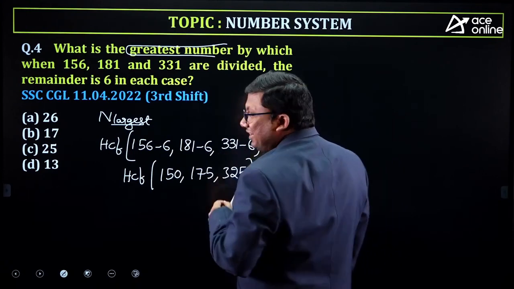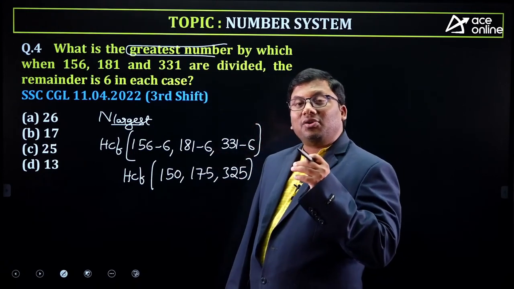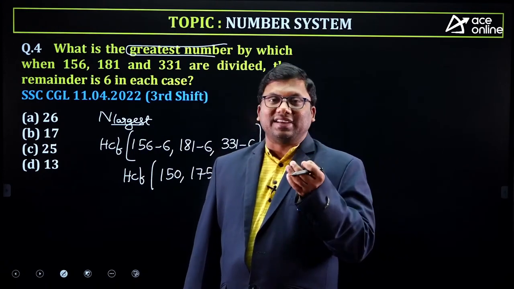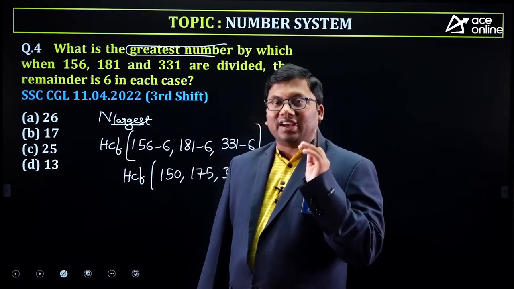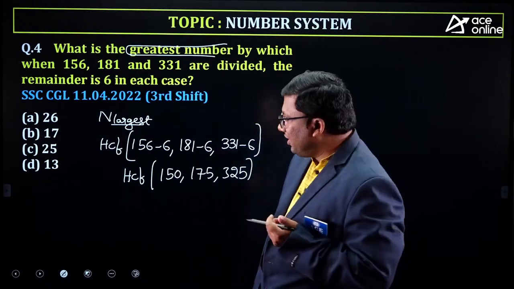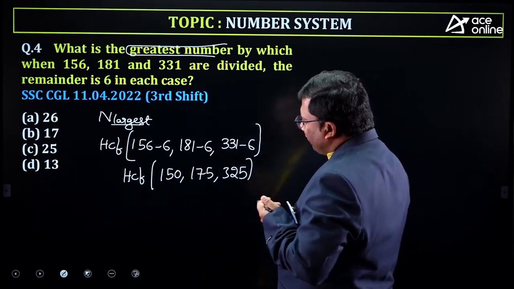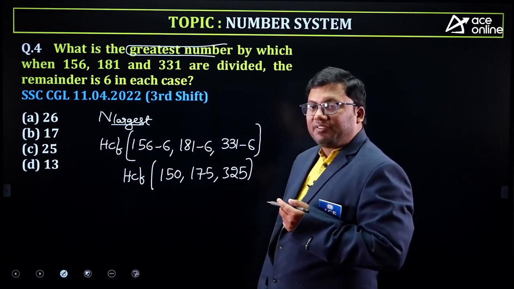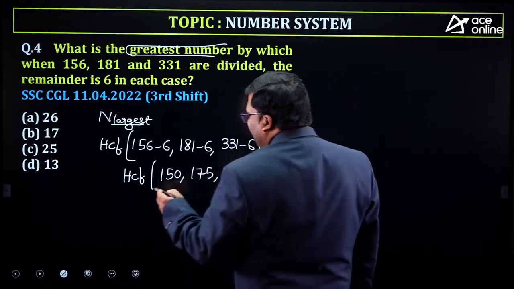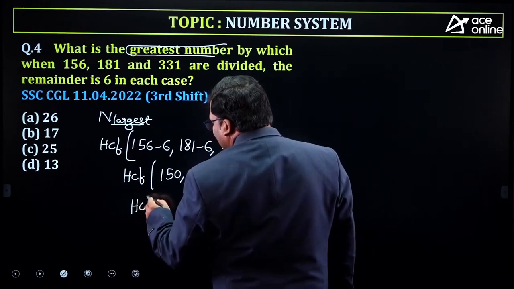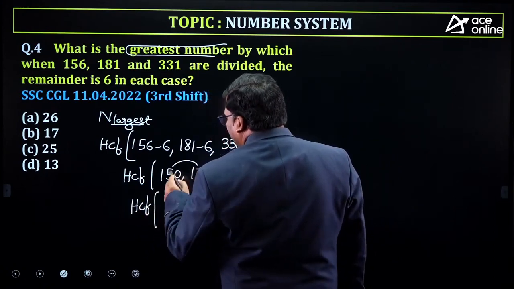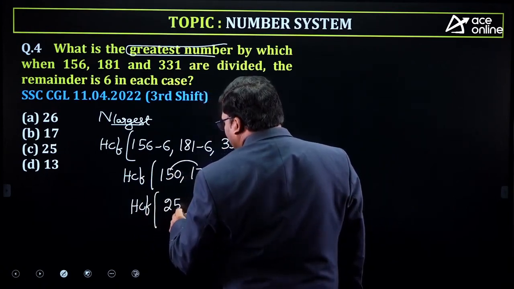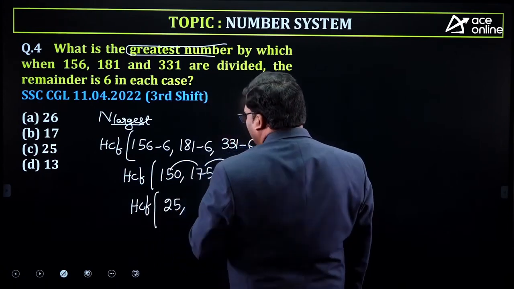Very, very important. In this question, I will not only tell you what is the right answer, I will tell you why the other three are incorrect. That will help us in solving a lot of questions. HCF of 150, 175, 325. Already we discussed: HCF of A, B, C is HCF of B minus A, which is 25, comma C minus B.